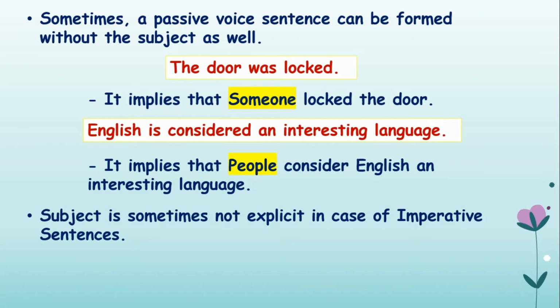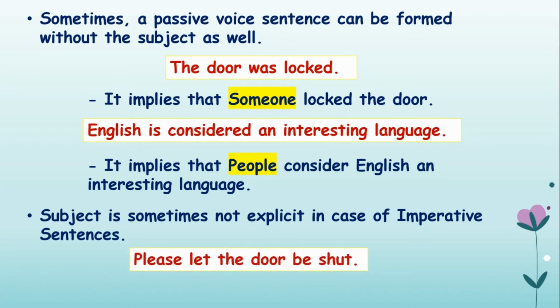The subject is sometimes not explicit in the case of imperative sentences. We have seen in our last segment the types of sentences. We studied imperative sentences as well, and they don't have a subject. Okay, what is its universal subject, dears? Let us see. Please let the door be shut. Who? You. Here the subject is you. The subject of the imperative sentence is you. Please let the door be shut. Even this is in passive form but without a subject. So sometimes a passive voice sentence can be formed without the subject as well.